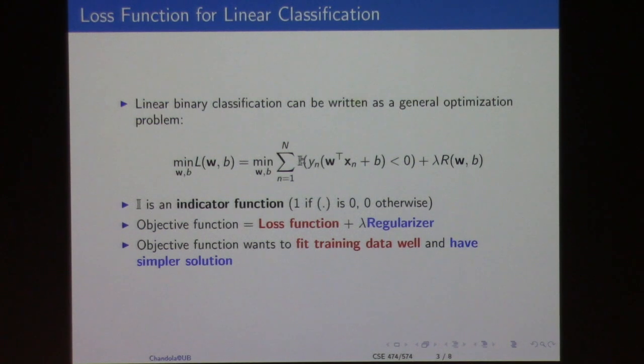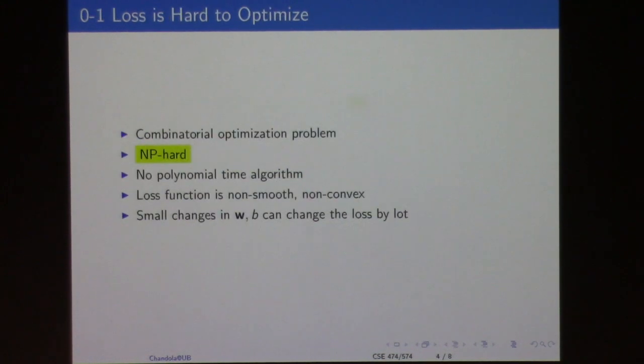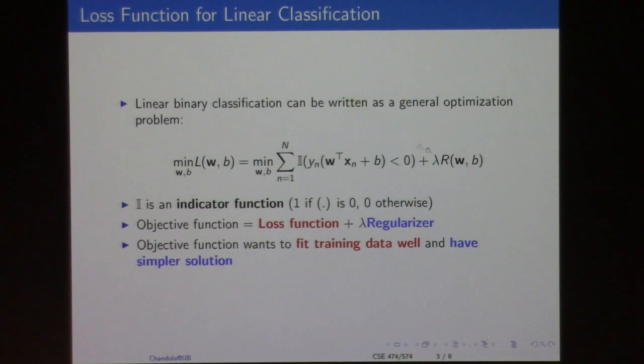This I function just counts it. It's called an indicator function. It just counts how many times this was true, right? So this counts the number of errors, plus there is a regularization that we'll talk about later, all right? So there's a loss function and a regularization, and we want to find an objective function. We want to find a solution which minimizes the loss but also keeps things simple according to a regularizer. But this loss, right, this is called the 0-1 loss.